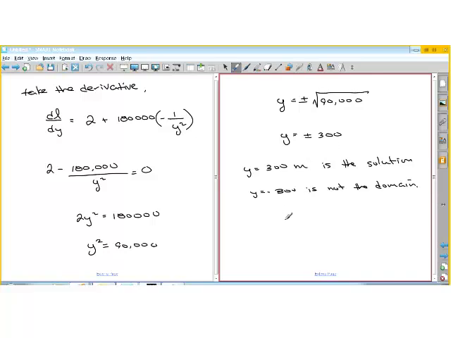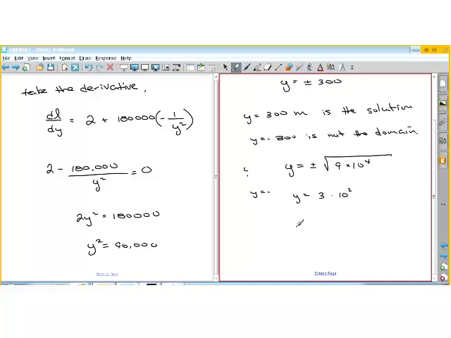Okay, the other way is a scientific notation thing. So if you took the square root of 90,000, 90,000 is 9 times 10 to the 4th power. So the square root of 9 is 3, and the square root of 10 to the 4th is 10 to the 2nd. So you just take the exponent and divide by 2, and of course that's equal to 300.